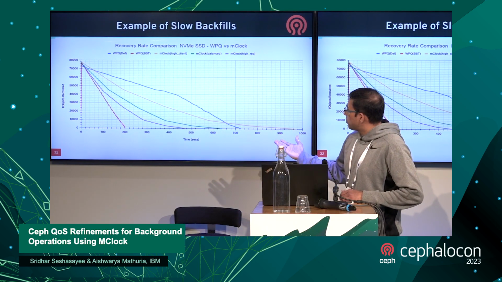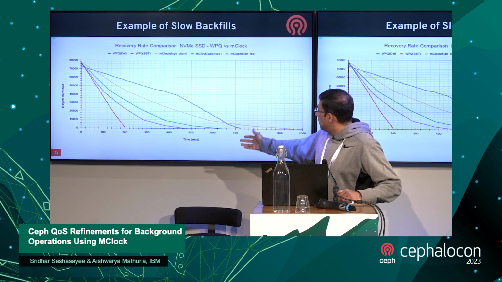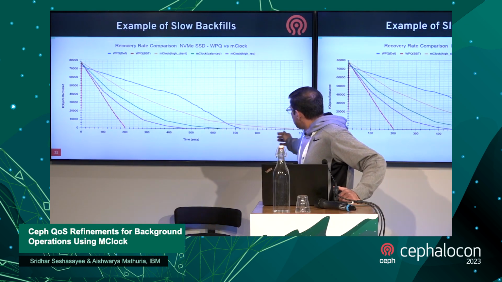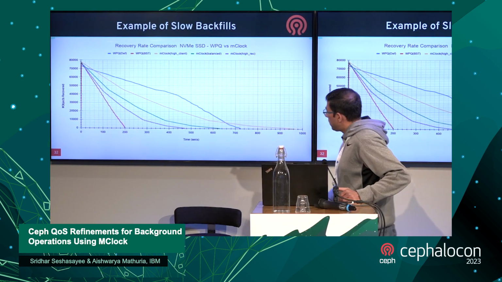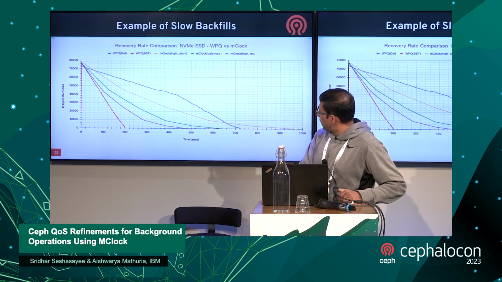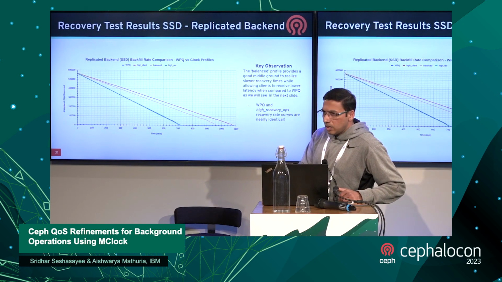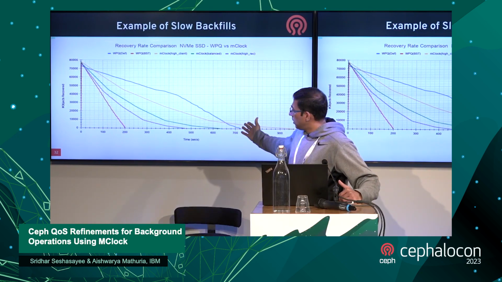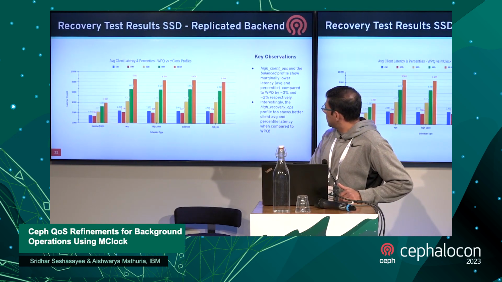This chart is a historical chart where we can clearly see the effect of slow backfills. You can see the long tail here. It took a long time for the recoveries to complete, and I believe if you compare it with the previous chart, you can see that more or less we have addressed the slow backfill issue. So that's the interesting portion.